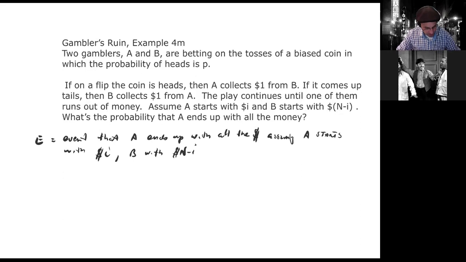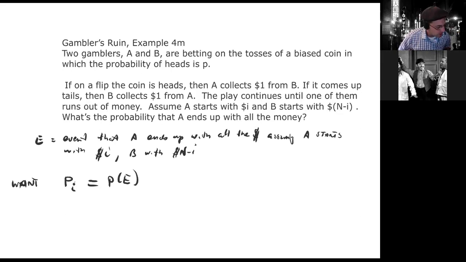Okay, I'm going to set P, the probability of E, which is what we want. I want to rename the probability of E to be P sub I, because it's going to depend upon how many dollars A has to begin with. That seems reasonable, because if A starts off with $1 and B starts off with $1 billion, it's very likely A is not going to win. But if A starts off with $1 billion and B starts off with $1, it's likely that A will win. Assuming you have a fair coin, let's say.